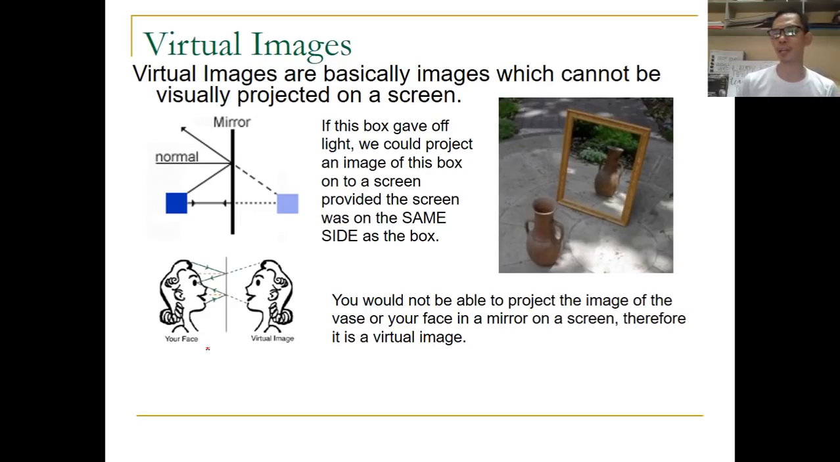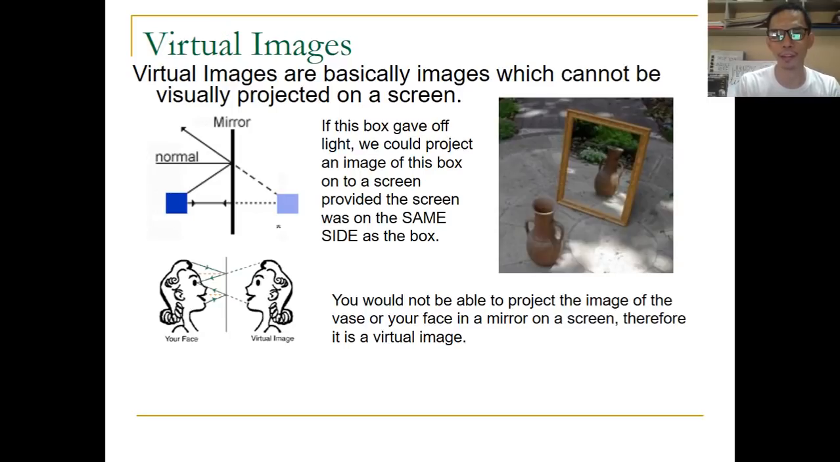Now, before we have the discussion about mirrors, let's talk about the different types of images. Whenever you look at the mirror, you see yourself. So yourself is the image that is projected, that you see on the mirror. Now, there are two types of image. We have the virtual image. The virtual images are images that cannot be projected on a screen. Basically, they cannot be projected using a screen.